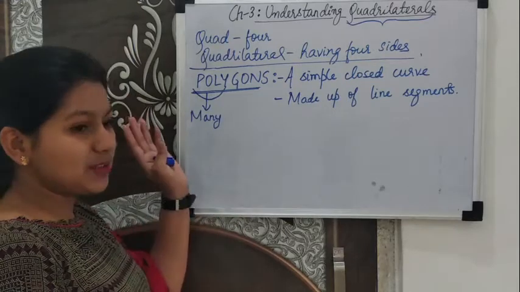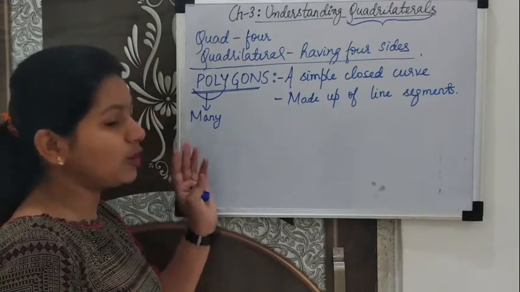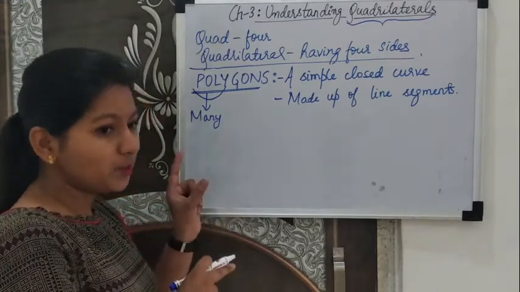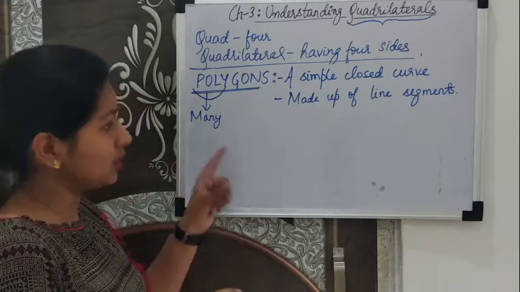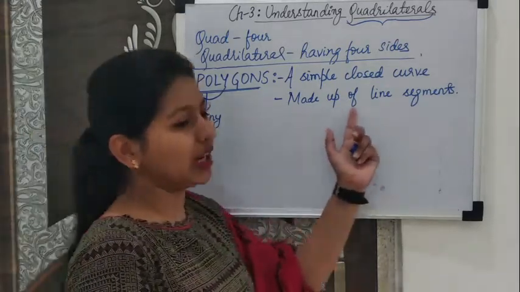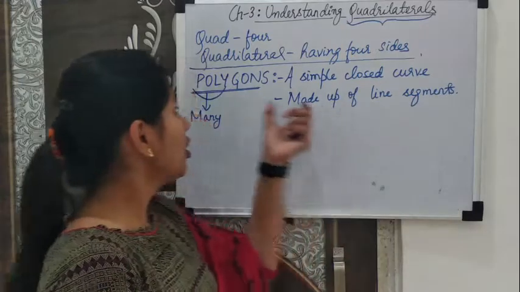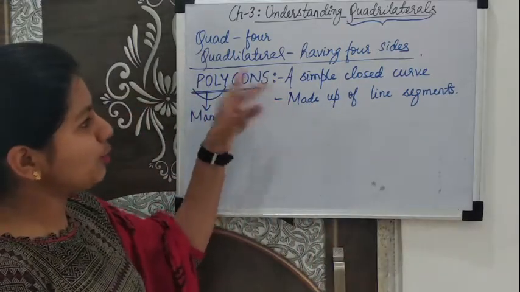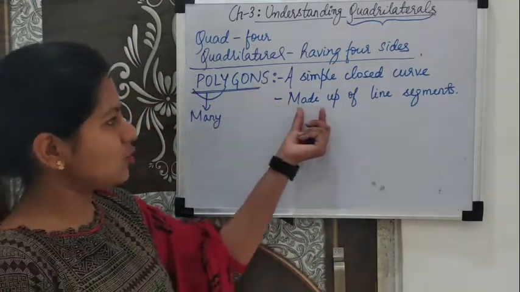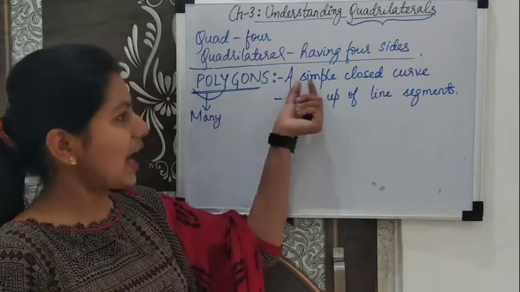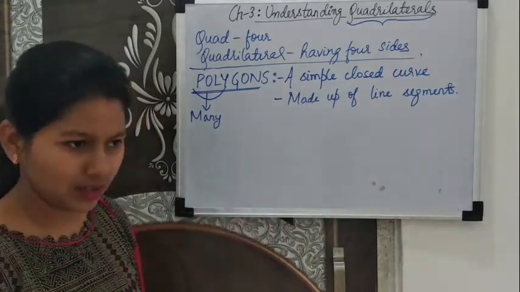The four examples, the four diagrams which we have seen before, were they polygons? No, they were not polygons. Why? Because they were not made up of line segments. So for a polygon, these are the two important conditions, that it should be made up of line segments and it should be a simple closed curve.